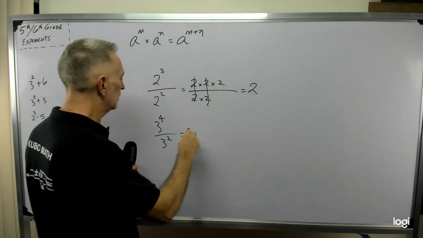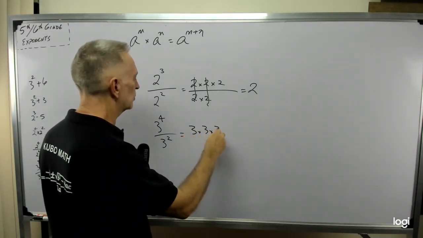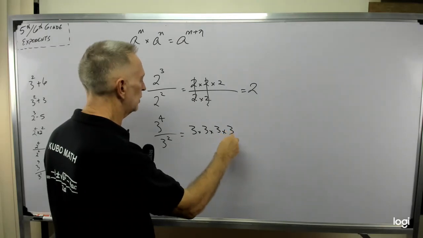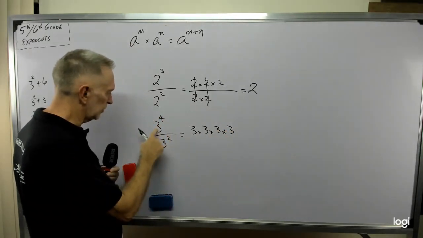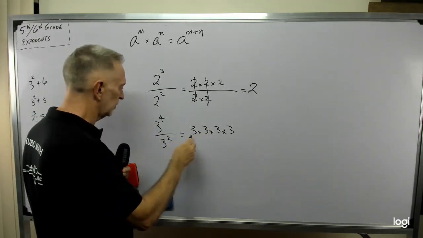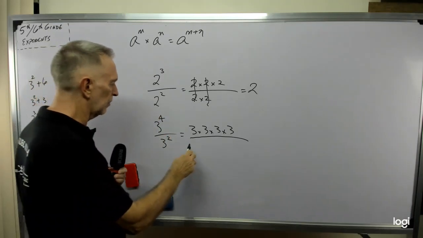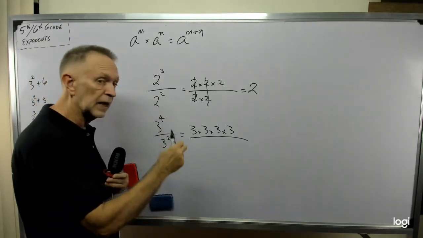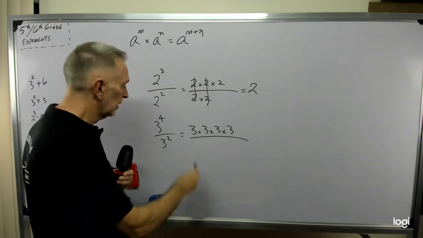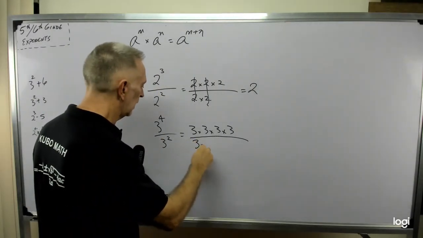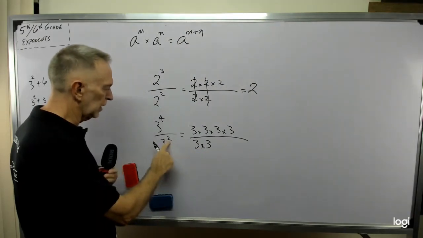Okay, 3 times 3 times 3 times 3. 1, 2, 3, 4. 3 times itself 4 times, divided by 3 to the second power. That's 3 times itself how many times? 2. Okay, 3 times 3. 3 times itself 2 times.